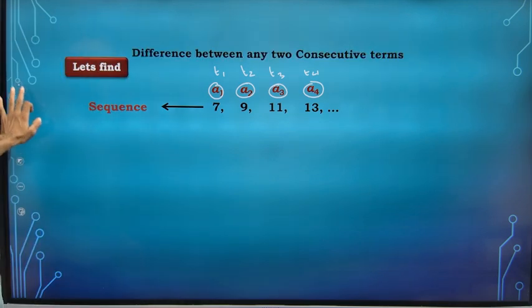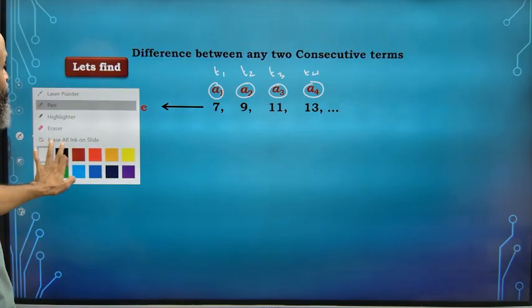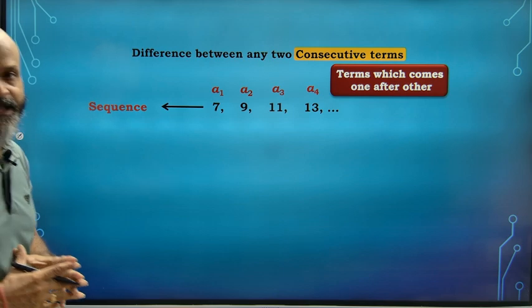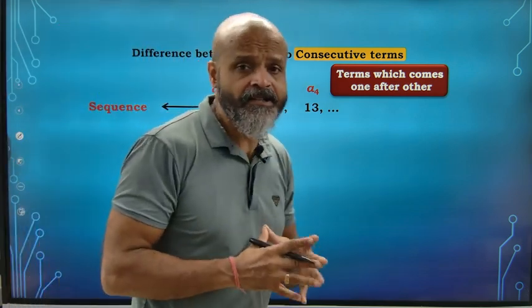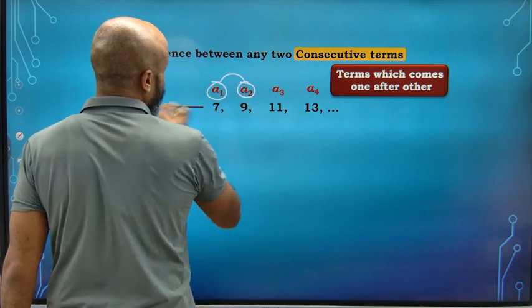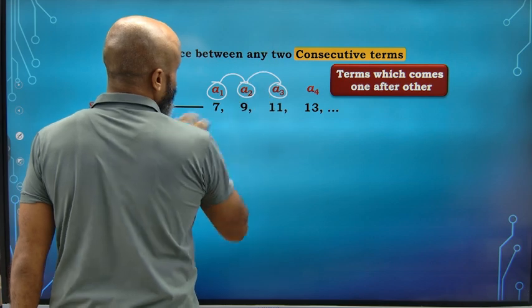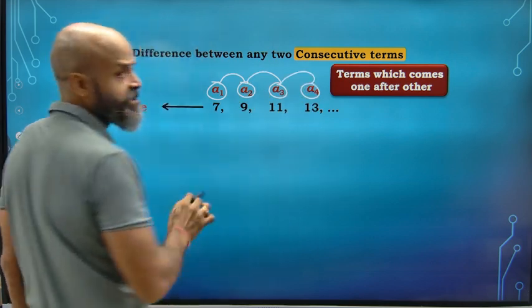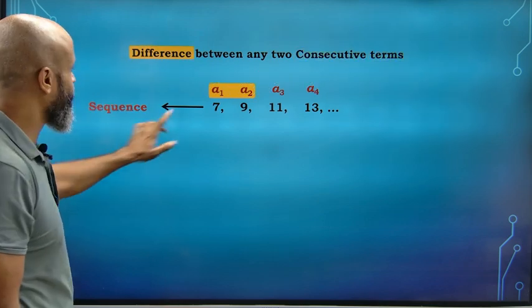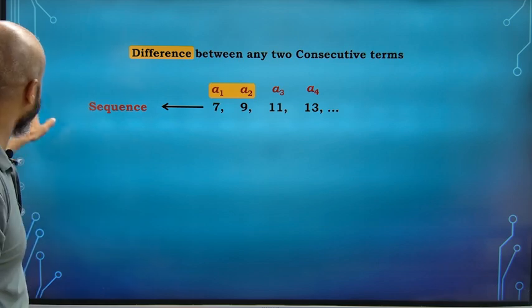Okay, so let's find basically the difference between two consecutive terms. What is the difference between two consecutive terms? Terms which come one after the other are basically known as consecutive terms. So A2 and A1 are consecutive terms. A3, A2, consecutive terms. A4, A3, consecutive terms. Terms that come one after the other are known as consecutive terms.